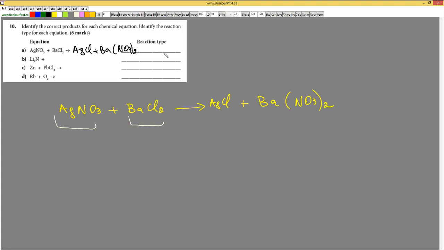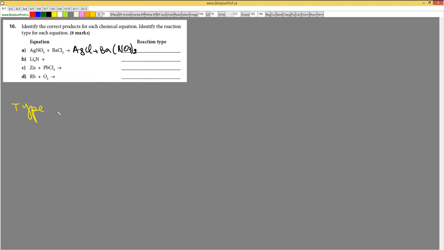And what type of reaction is it? What type of reactions do you have? You have these types here. I'm going to state them. Type of reactions. Put them in your notebook.